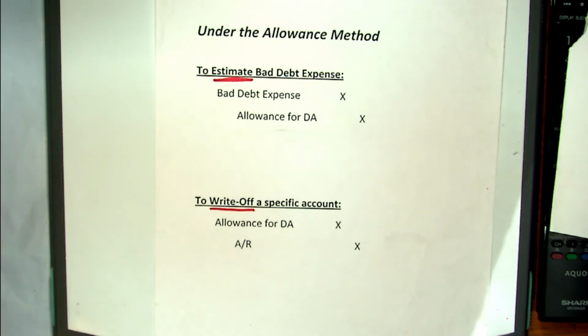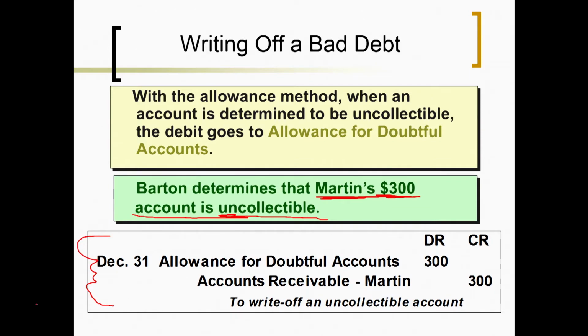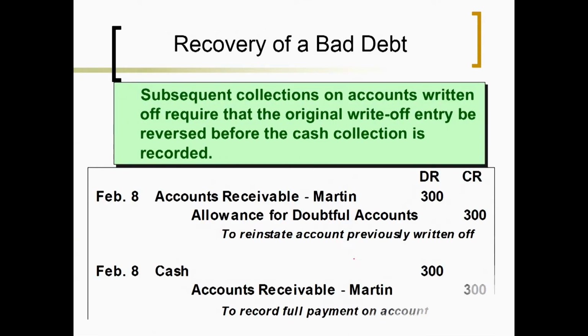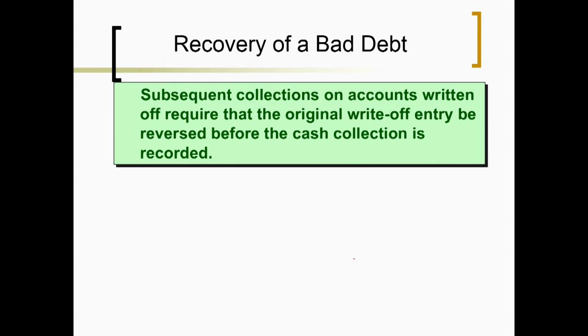So back to our example. This is what we do to write off a specific account. Now let's go to Colton's question. Guess what happens a little later? On February 8th, Martin's widow walks in and says, I understand that my husband has departed into the great beyond. I heard that he owed you, how much was it, $300? And I just can't sleep at night because our family is the type that we don't leave debts unpaid. So we want to pay you, Barton Company, the $300.